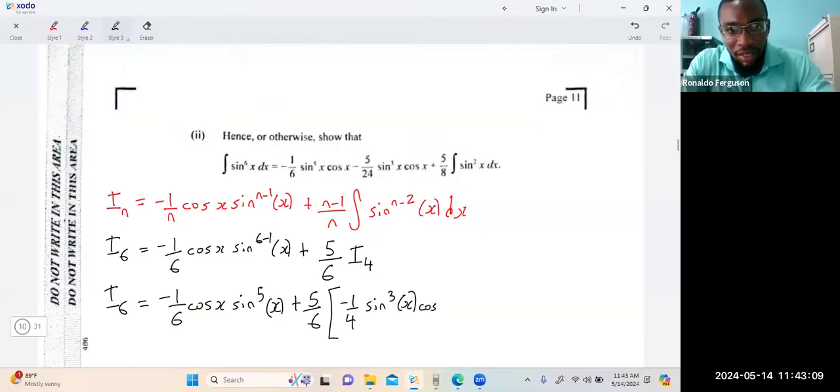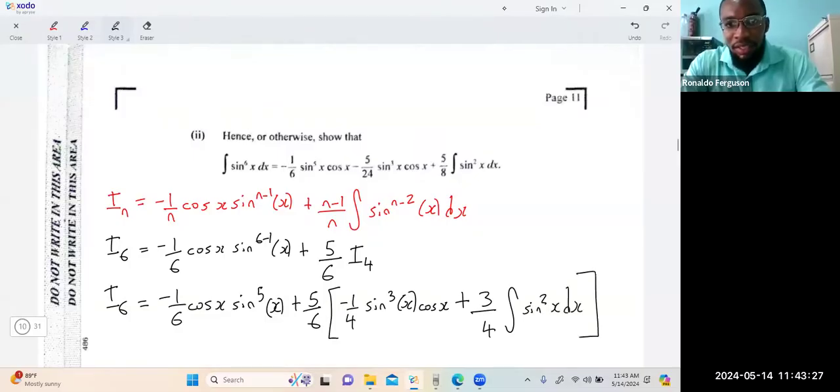Put back our cos x. Then now we have plus 4 minus 1, which is 3, over 4. And then we'll multiply it by I2. And I2 is the integral of sine squared x dx. This is what we have.